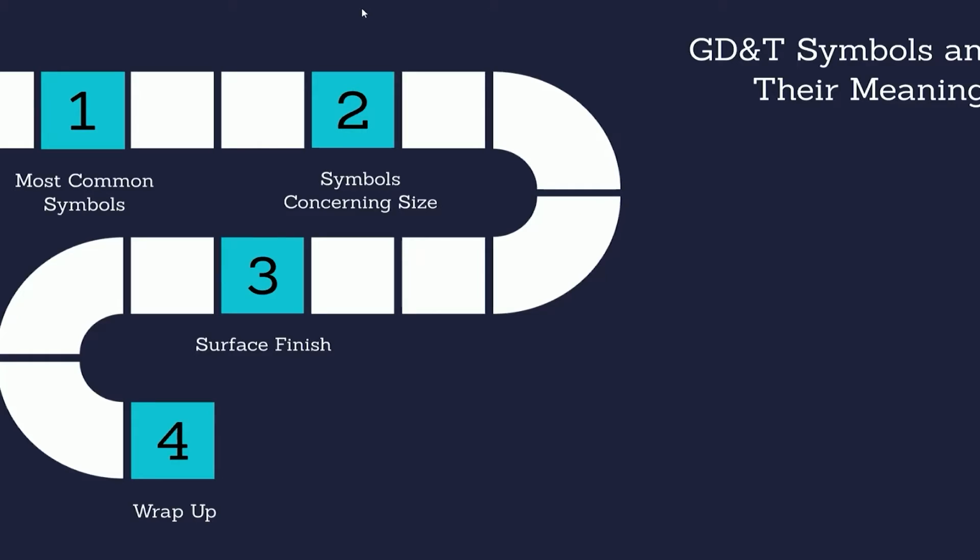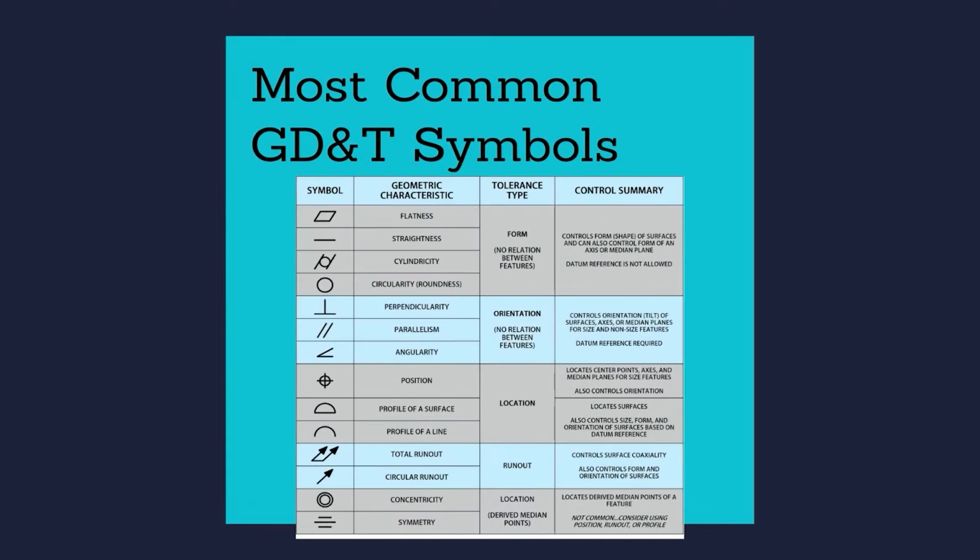When we talk about GD&T symbols and their meanings, it's important to understand what some of the common symbols are. Understanding symbols is quite useful, so we're going to look at the most common symbols. The most common GD&T symbols are in this chart right here. They can be broken down into flatness, straightness, cylindricity, circularity / roundness, perpendicularity, parallelism, angularity, position, profile of a surface, profile of a line, total runout, circular runout, concentricity, and symmetry.